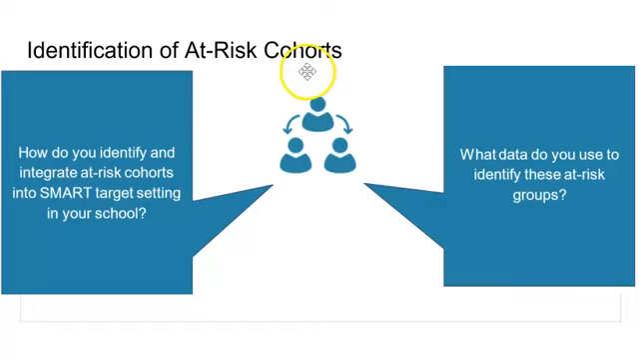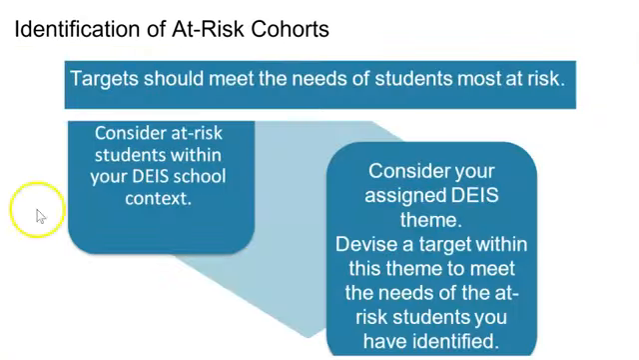Identification of at-risk cohorts. How do you identify and integrate at-risk cohorts into SMART target setting in your school? What data do you use to identify these at-risk groups? Targets should meet the needs of students most at risk. Consider at-risk students within your DEIS school contexts. Consider your assigned DEIS theme. Devise a target within this theme to meet the needs of the at-risk students you have identified.